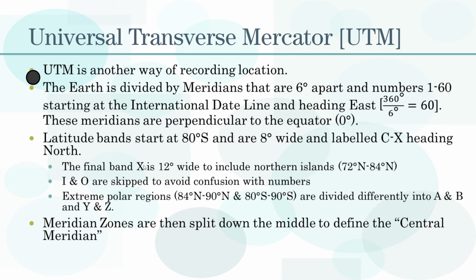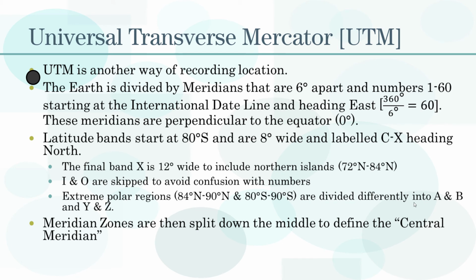Having said that, the final band X, to catch those extra islands, is 12 degrees wide instead of 8 degrees wide. And if you actually start at 80 south, you have to subtract as you're counting down towards 0 at the equator and then add 8 as you go up. You'll find that it would end at 80 north instead, and they kick it up to 84. They also skip letters I and O because they could get confused with ones and zeros, and the extreme polar regions are divided differently.